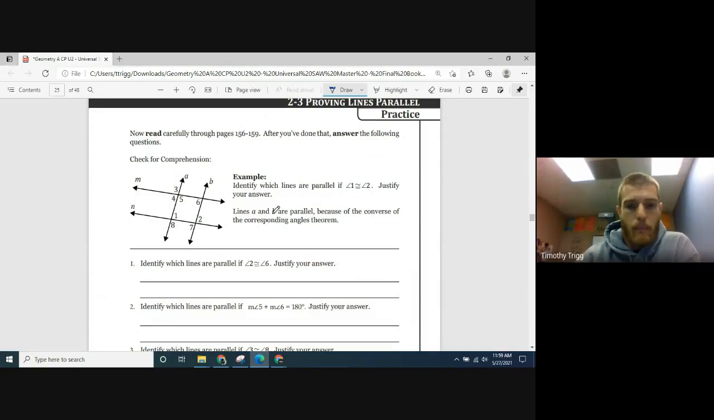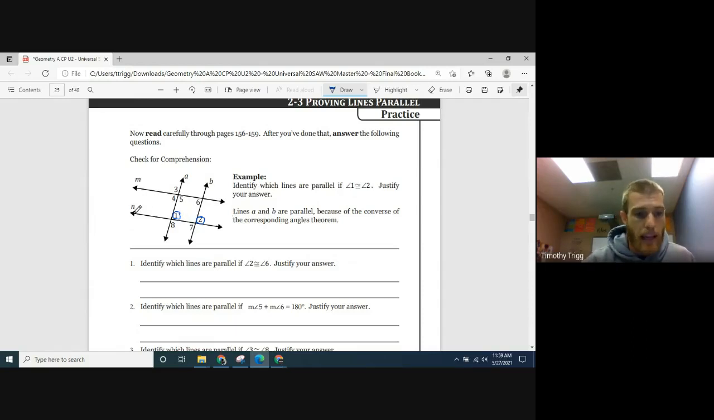Here's an example. Identify which lines are parallel if angle 1 is congruent to angle 2. Justify your answer. So this time, instead of pointing out whether or not the angles are congruent or supplementary, here we're trying to figure out which lines are parallel. So the first thing I would do is look at these two angles, find them on my picture. So we've got angle 1 and angle 2. Now, I would look at which lines are involved with these angles.